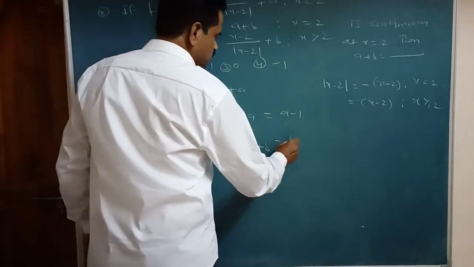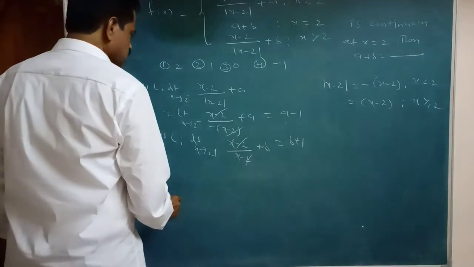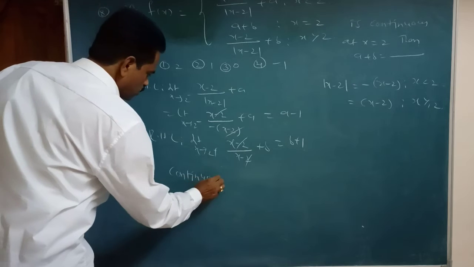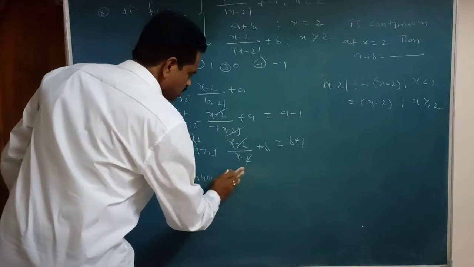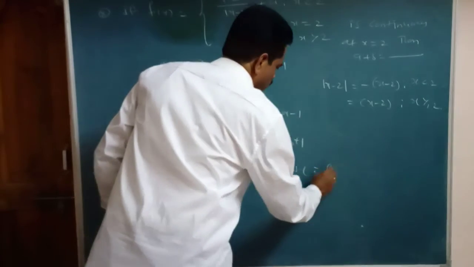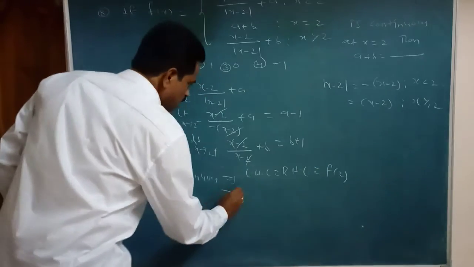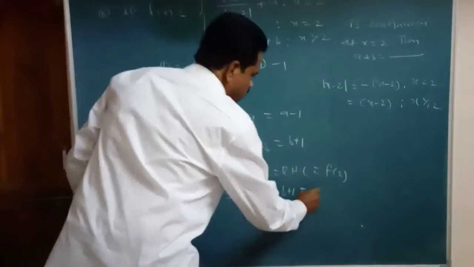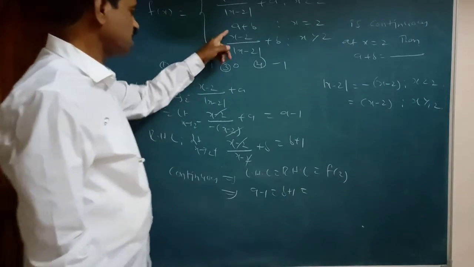So this value is how much here? B plus 1. So it is continuous at 2. Continuous at 2 means LHL equal to RHL equal to f of 2. So what is the LHL here? A minus 1. RHL is b plus 1, and f of 2 is what here? A plus b.